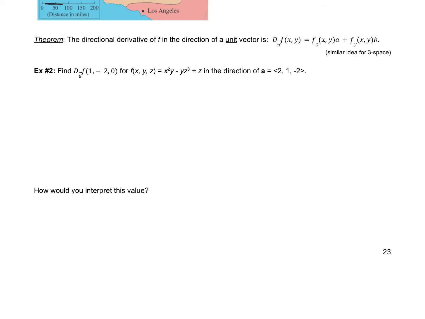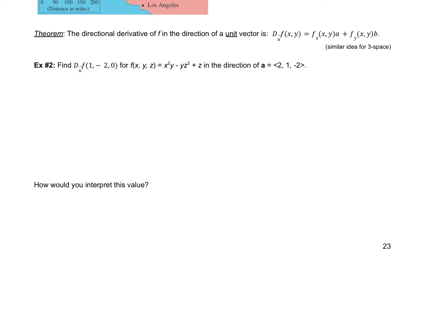So the directional derivative of f in the direction of a unit vector, so this is, again, what we're looking for, this directional derivative, is the partial of f in terms of x at the point times a, and the partial in terms of y at that point times b, a, b being your unit vector. And of course, it's a similar idea for 3 space. So let's just jump in and take a look at an example.